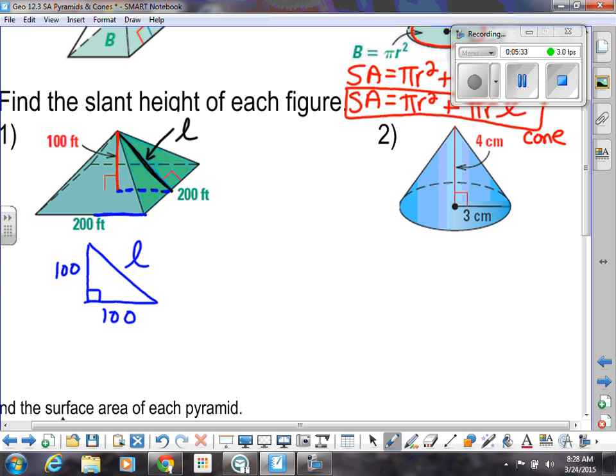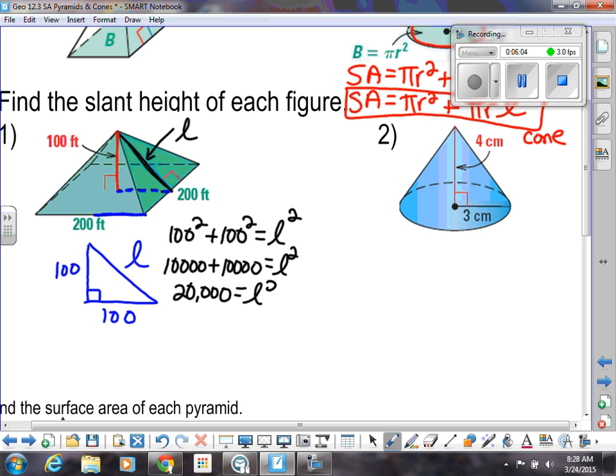And how do I find the third side of a right triangle if I already know two sides? Well, that's Pythagorean theorem. A squared plus b squared equals c squared. And remember, c squared is your hypotenuse, and that's our slant height. So I'm going to do 100 squared, which is 10,000, plus another 10,000 equals L squared. So I have 20,000 equals L squared. And now I'm going to take the square root of both sides.